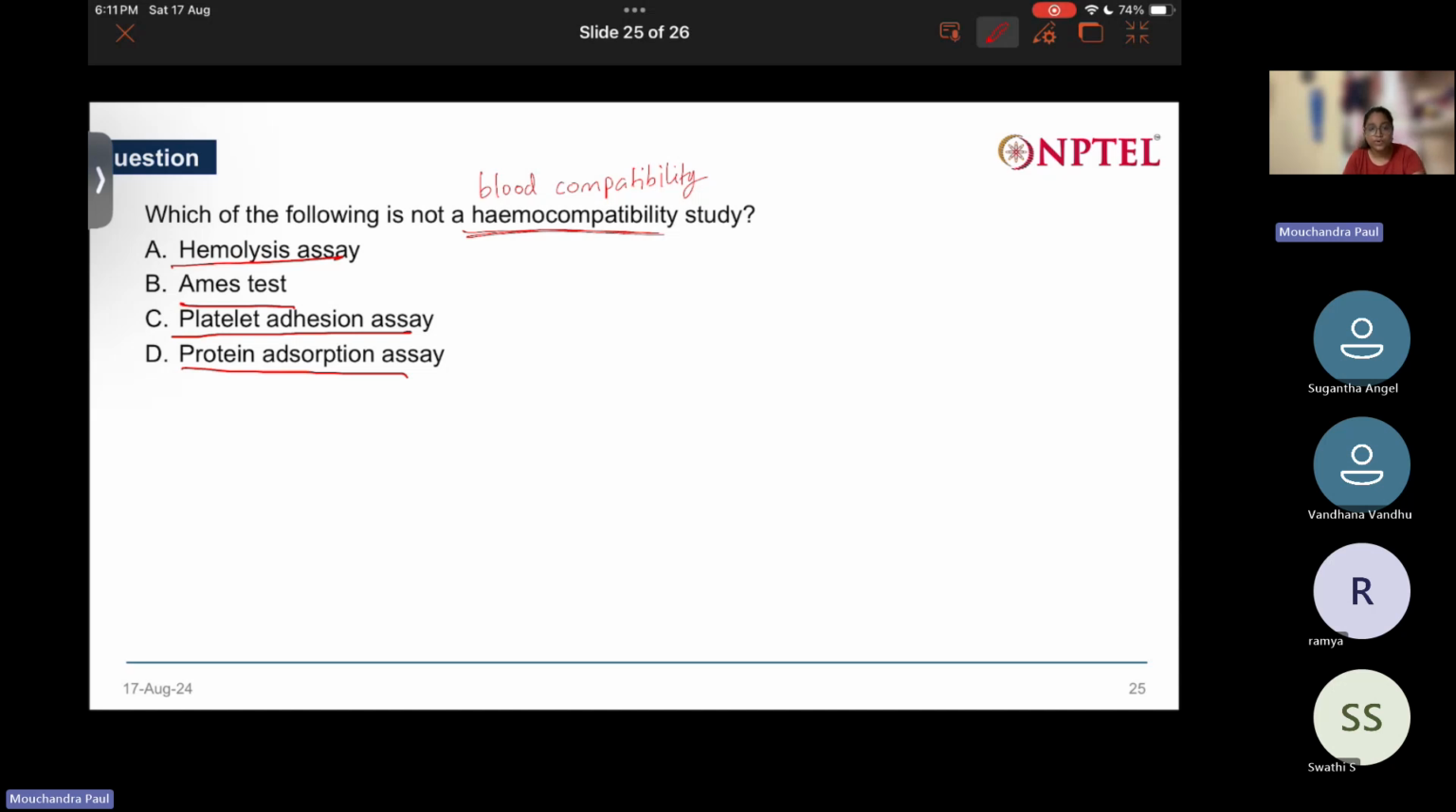The fourth one is protein adsorption assay. Proteins which are there in our bodily fluids, like plasma protein and all, we can quantify whether those proteins are able to get adsorbed on our material. So among these four options, which is not a hemocompatibility study is Ames test. Ames test is not a hemocompatibility study. It has nothing to do with blood.